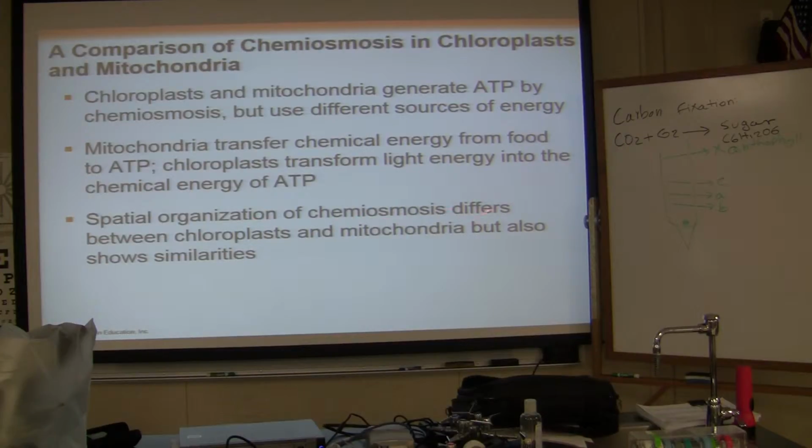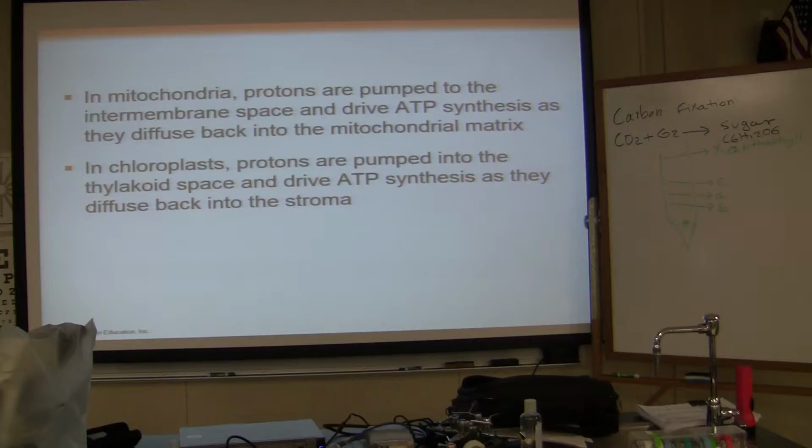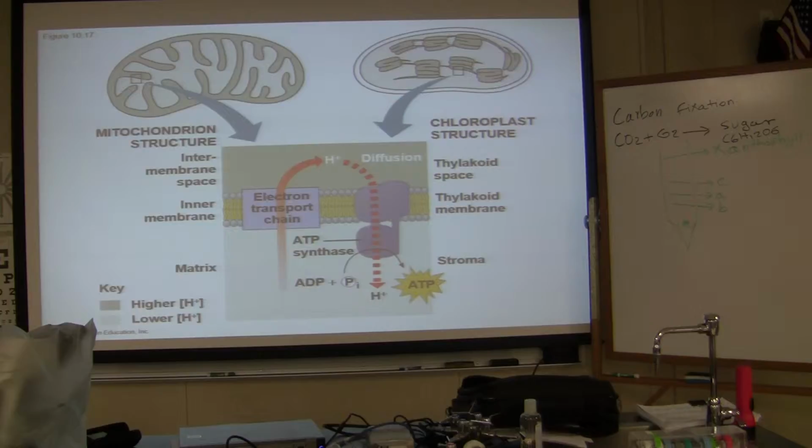Spatial organization of chemiosmosis between chloroplast and mitochondria also shows a similarity. In mitochondria, protons are pumped to the intermembrane space and drive ATP synthesis as they diffuse back into the mitochondrial matrix. In chloroplast, protons are pumped into the thylakoid space and ATP synthesis happens right here.